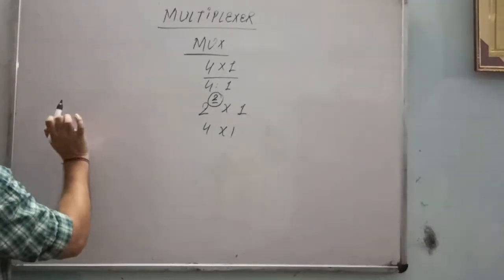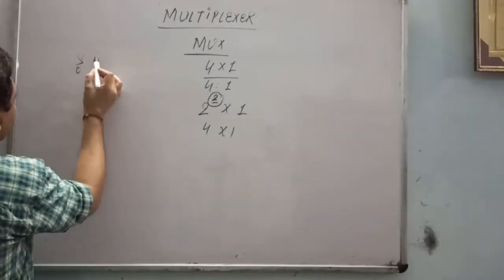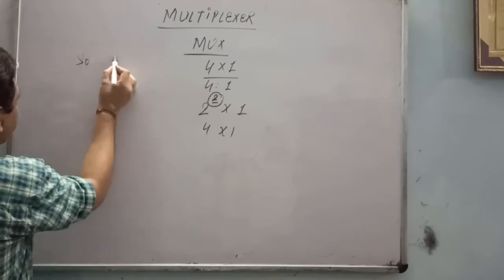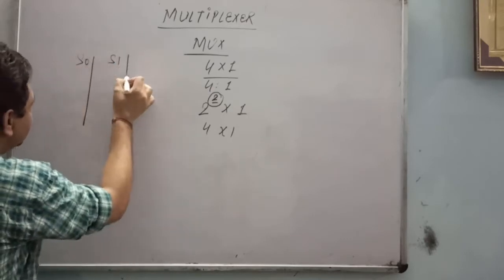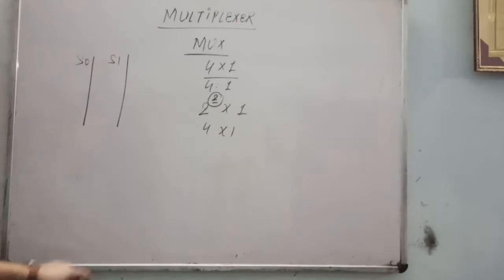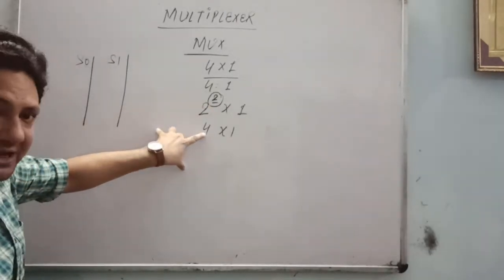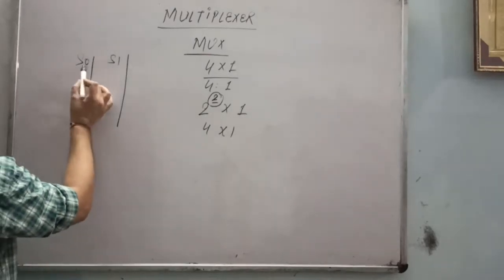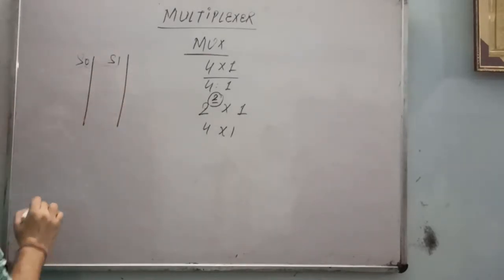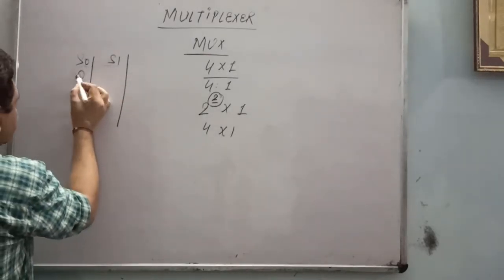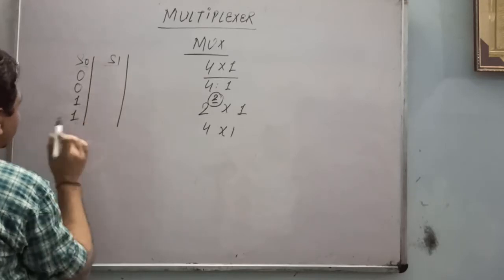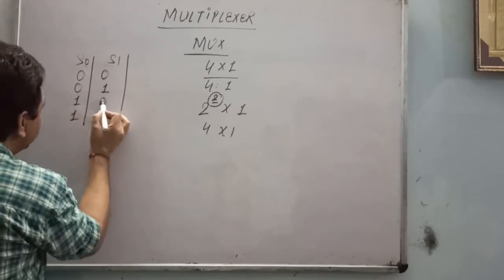Understand? So just a moment. S0 and S1, these are the 2 selection lines. Understand? Because 2 selection lines are required for handling the 4:1 multiplexer. One second. So according to the truth table, 2 variables are there. So 0, 0, 1, 1 and 0, 1, 0, 1.